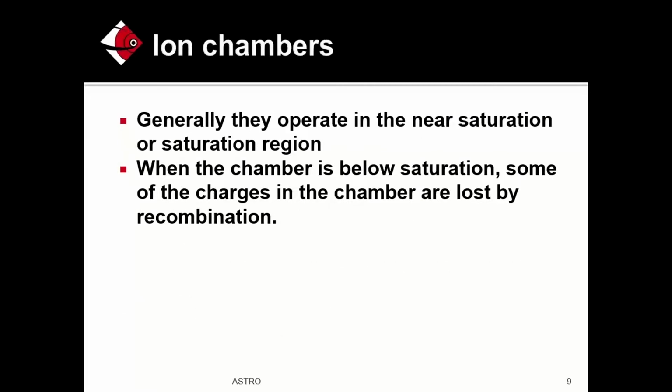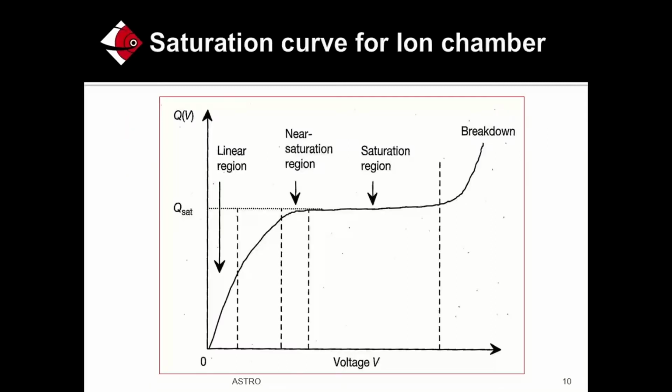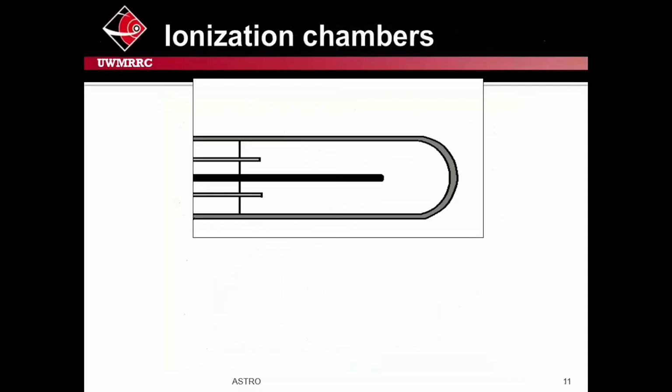Ion chambers operate generally in a near saturation or saturation region, and I'll show you what that is if you don't know. When a chamber is below saturation, some of the charges in the chamber are lost by recombination, and this defines the saturation region. This is a Q-sat, charge versus voltage, and there's a near saturation period there where it's just sort of coming up to saturation, and then the saturation which is flat across the whole voltage. This is why you measure at 300 and 150 for recombination, because both of those should be in the saturation region. 100 done in Europe can sometimes, for some chambers, get into the near saturation region. So you have to be careful of that. You should know what this curve looks like for your ion chamber.